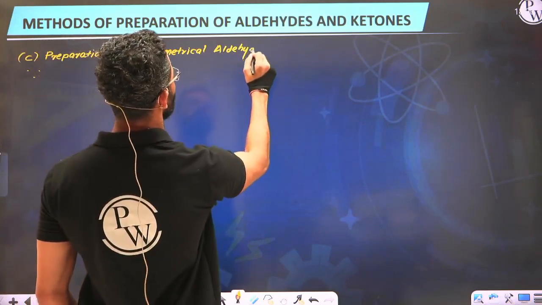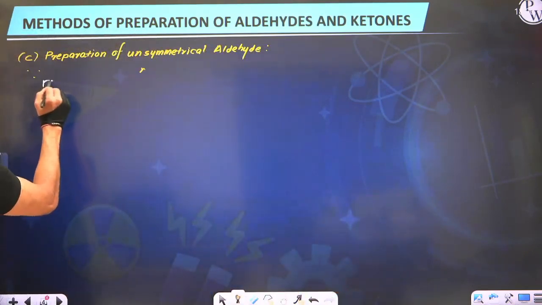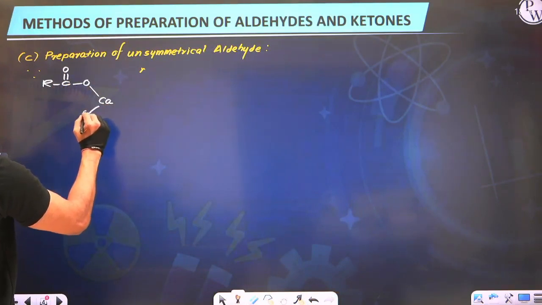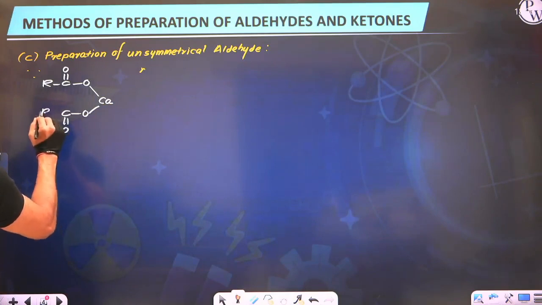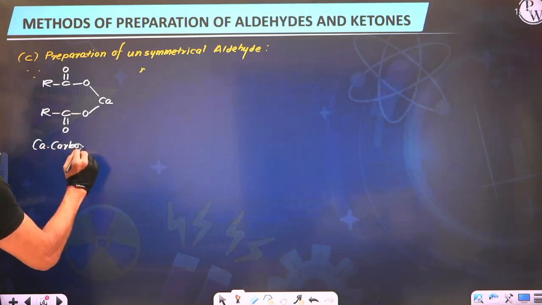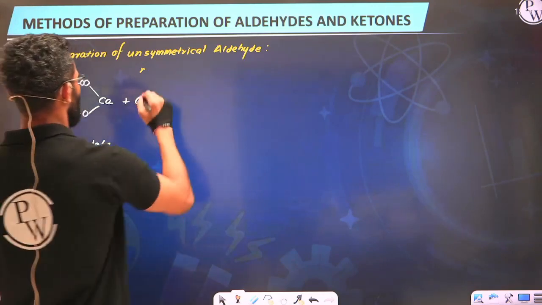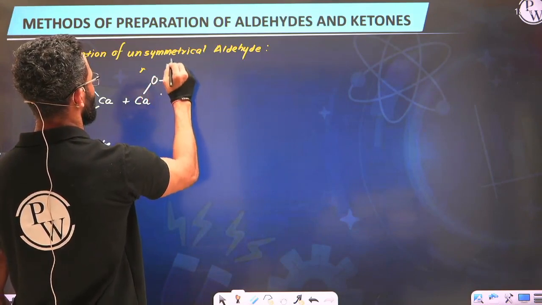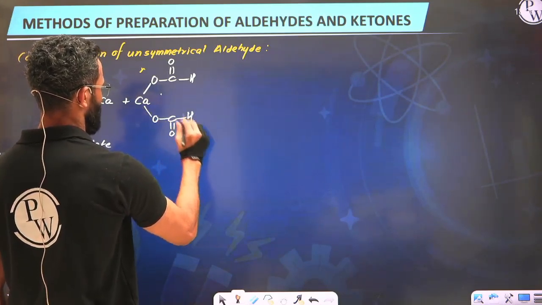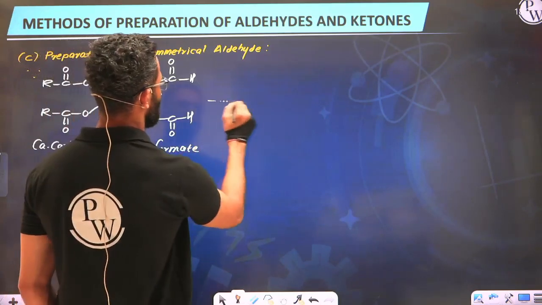Unsymmetrical aldehyde meaning we are talking about preparation of aldehyde other than formaldehyde. Okay. So see what we are doing. Let's say we took calcium salt of carboxylic acid other than formic acid. So other than formic acid meaning you're taking the alkyl group as R, not H. So that is calcium carboxylate. Now this calcium carboxylate is brought in contact with calcium formate, and we carry out dry heating.